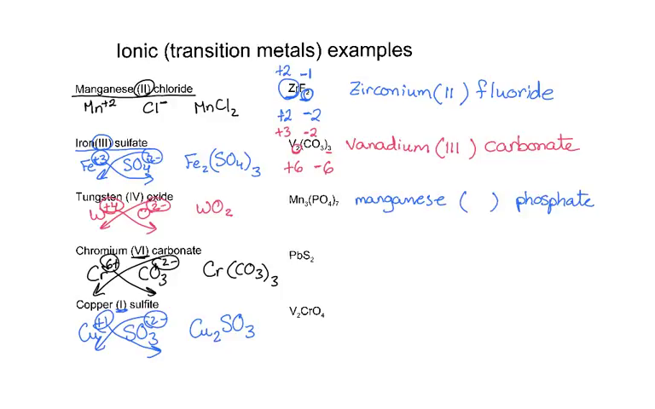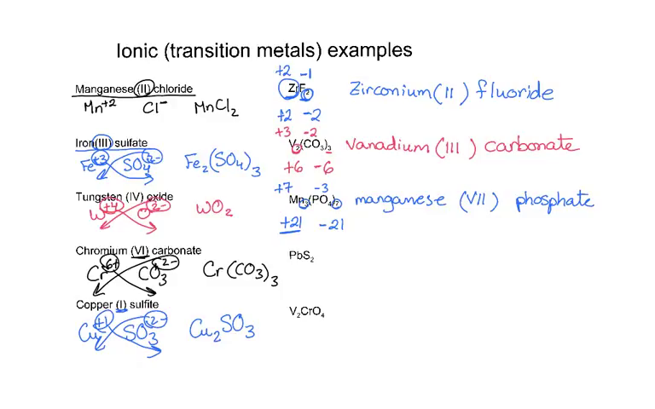So your phosphate has a -3 charge. There's 7 phosphates, so that means the total negative is -21. In order for this compound to be neutral, its total positive charge needs to be +21. There are 3 manganeses for a total of +21, so each manganese would be +7. So this is manganese 7 phosphate.